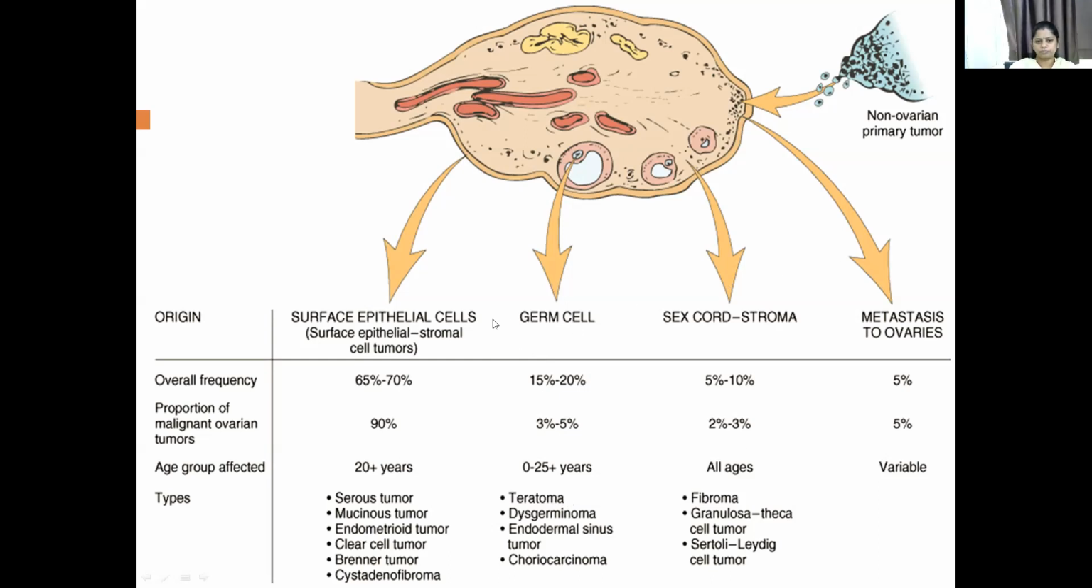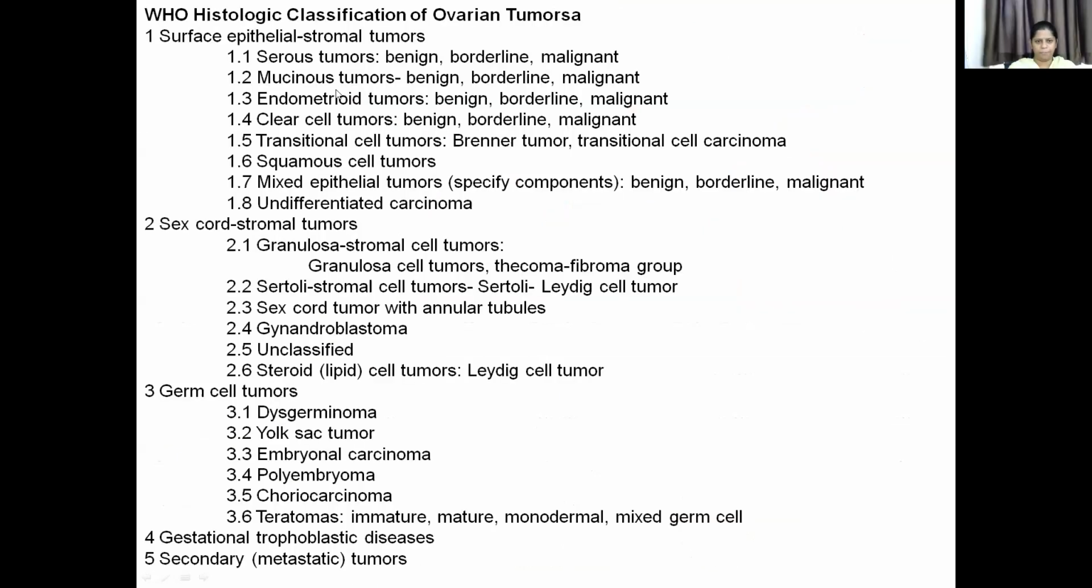So, surface epithelial and germ cell are over. Now the sex cord stromal tumors: they are fibromas, thecal tumors, and Sertoli-Leydig cell tumors. So, surface epithelial, germ cell, and sex cord stromal. This is the WHO histological classification of ovarian tumors.